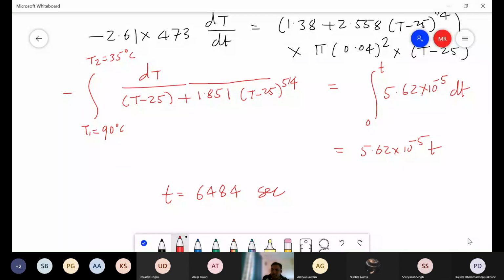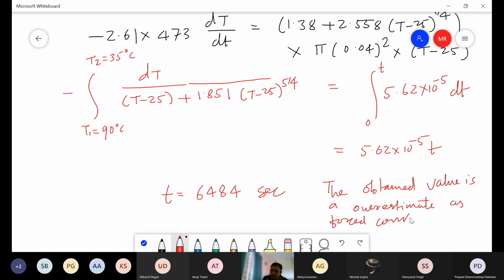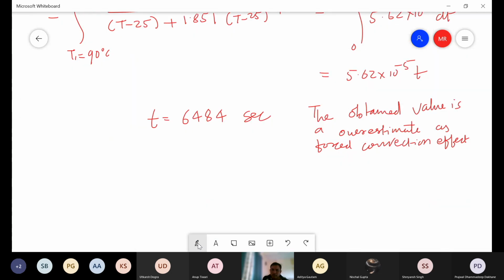So this is an overestimation. The obtained value is an overestimate, as the forced convection effect is neglected completely.